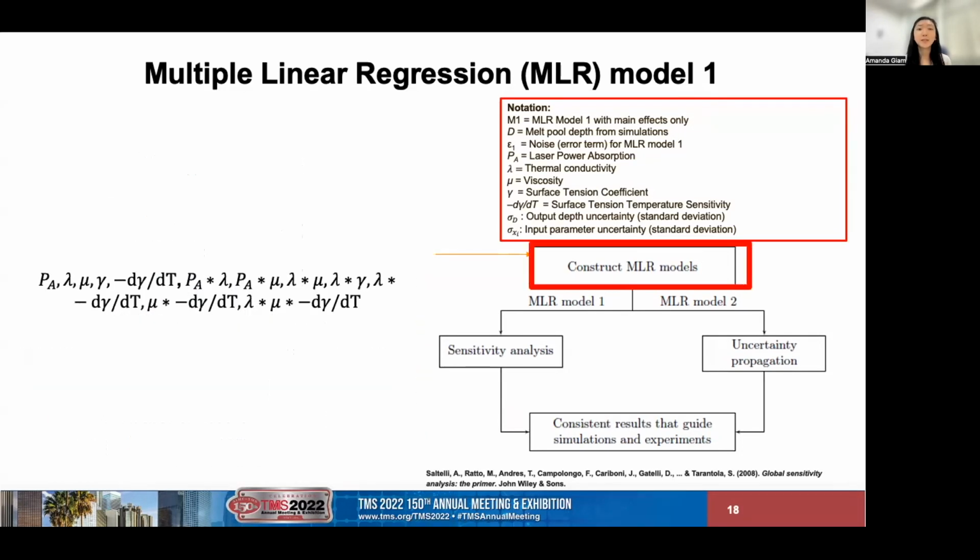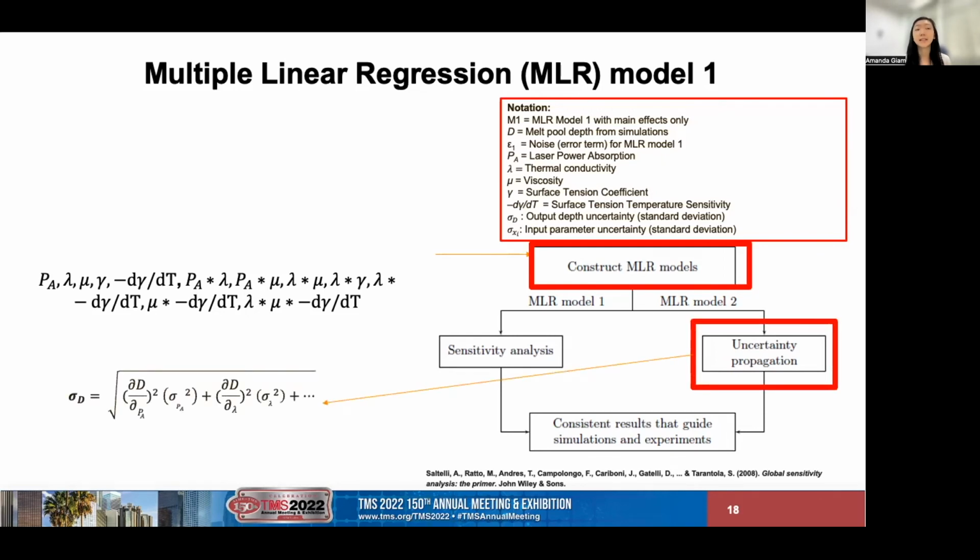First, we used the 12 validated parameters for this segment. The first part focuses on uncertainty propagation, as defined by Citelli. Here, sigma d represents the standard deviation of the melt pool depth, which is our response variable of interest, and the standard deviation is a representation of its uncertainty. This is how it is related to the input uncertainties. And here, the partial derivatives are being estimated by multiple linear regression coefficients.